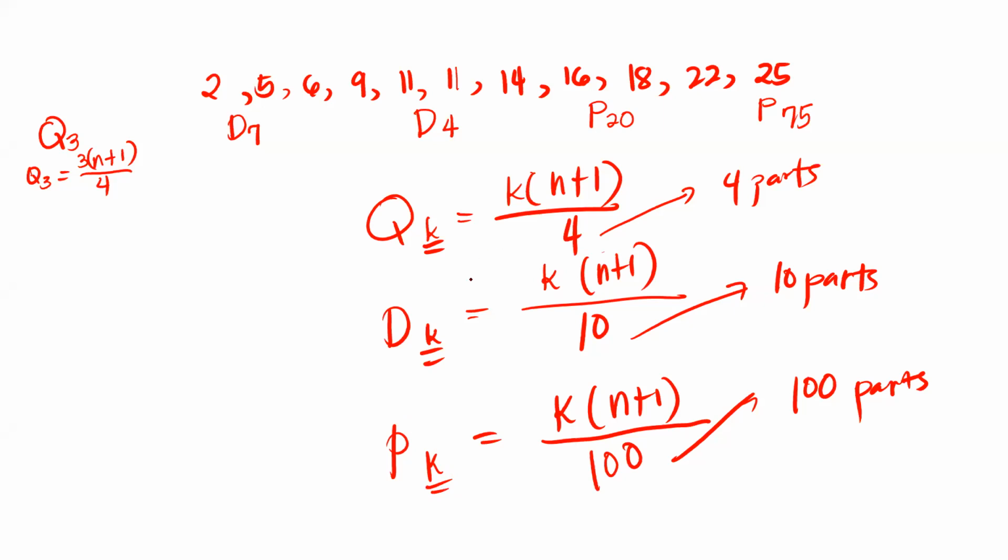So, ano yung pagkakapare-pareho? They have this sub. Ibig sabihin, depende yan sa kung ano yung pinapahanap sa inyo. This is the K. And then you will substitute that here sa formula. Okay? And then, lahat sila pare-pareho, they have n plus 1. Pero, tandaan nyo dito, ang magkakaiba po sila yung denominator. 4 parts, 10 parts, 100 units. Okay?